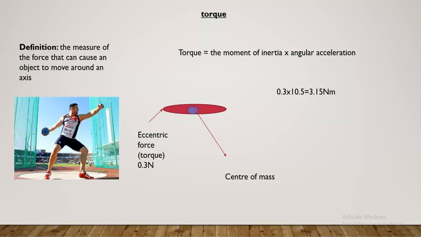So to find torque, we have to use the equation, the moment of inertia times angular acceleration, as we looked at before. So now we know that this would be around 0.3 times 10.5, which equals 3.15 newton meters.